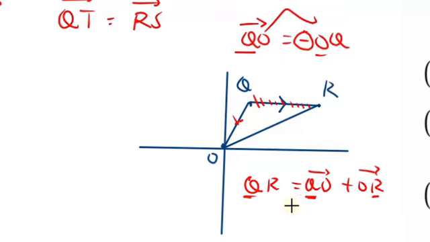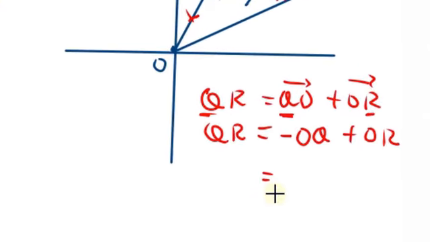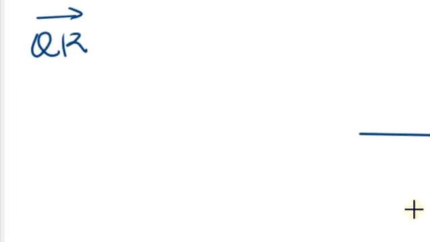So in place of vector QO, I can write it as negative OQ plus OR is the same as vector QR. Then let me arrange it and bring the positive vector first. So I can write it as vector OR minus vector OQ. So it means that I can express vector QR as vector OR minus vector OQ.